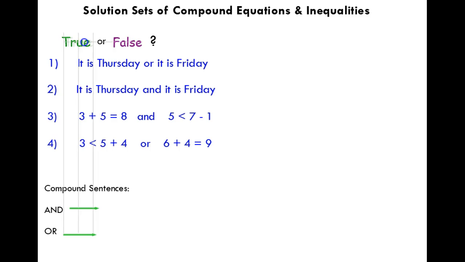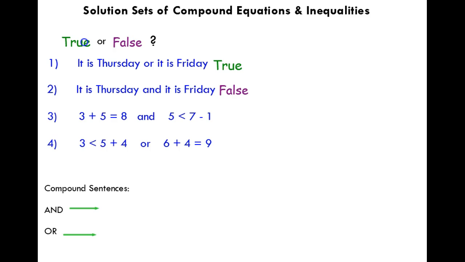So this one is true. We'll pretend it's Thursday or Friday. I know it's probably Tuesday or Wednesday, but in class when we do this, it'll be true. In number 2, it is Thursday and it is Friday. Well, that's totally false, and it will always be forever and always, because it can never be both things at the same time. So that's the difference between using and or in an English sentence.